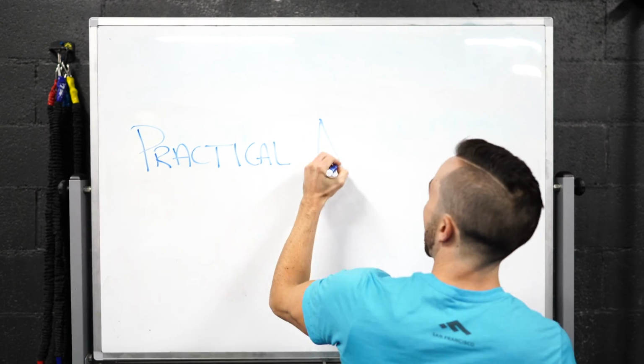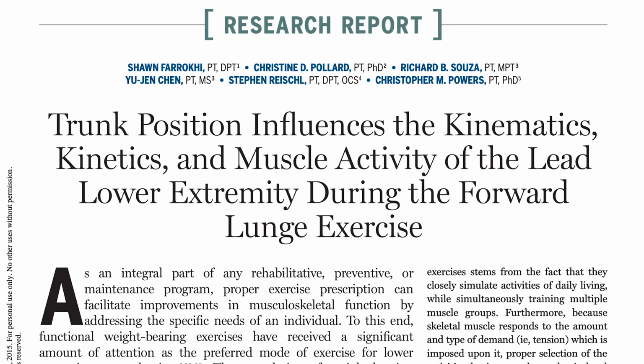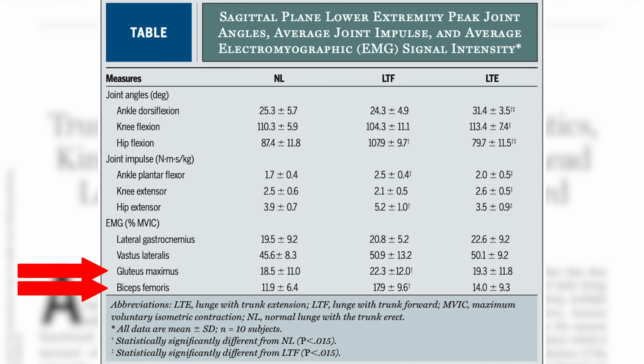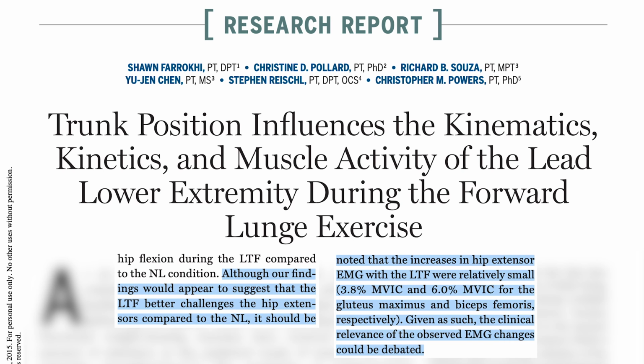But does this theory match up with practical application? Farrokhi et al. did confirm this finding in a study in 2008 when looking at the forward lunge exercise. They saw an increase in glute and hamstring activation when comparing a forward torso versus an upright torso. But the authors were a bit hesitant when applying their findings practically, by concluding the increases in hip extensor EMG seen with the forward torso were relatively small.